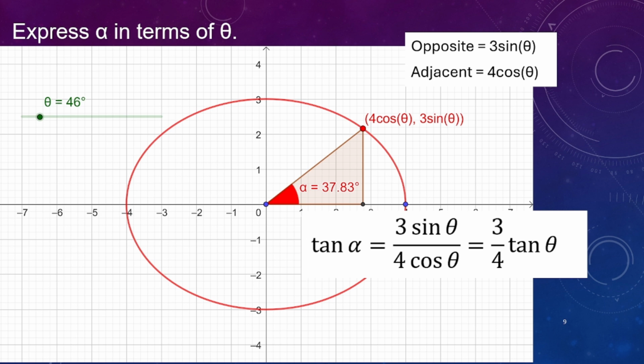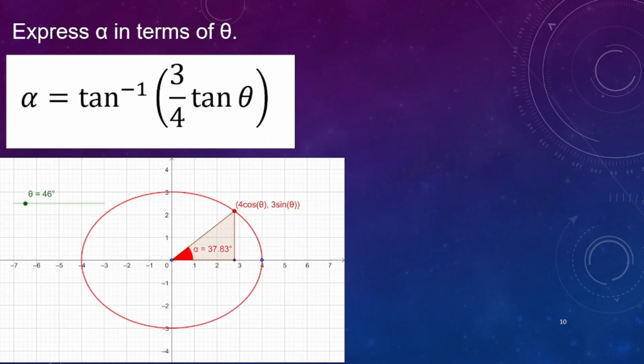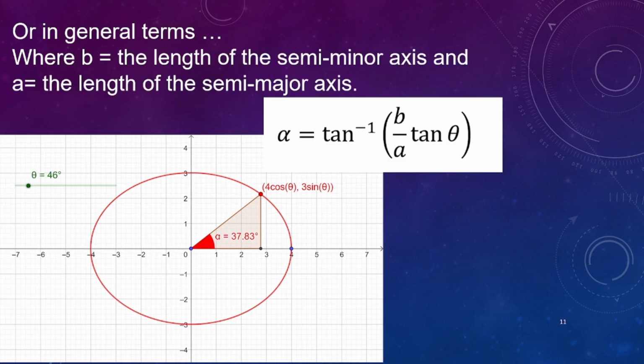You will recall from a previous session, we worked out that the coordinates of any point on the ellipse are given by 4 cosine theta, comma 3 sine theta. Now if we take the arctangent of each side, we will have that alpha is equal to the arctangent of 3/4 of the tangent of theta.